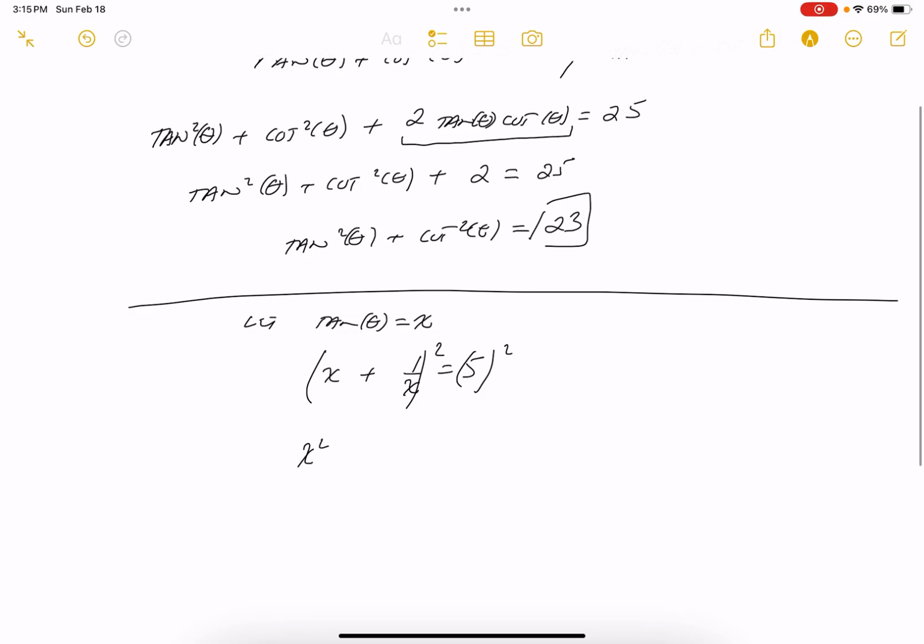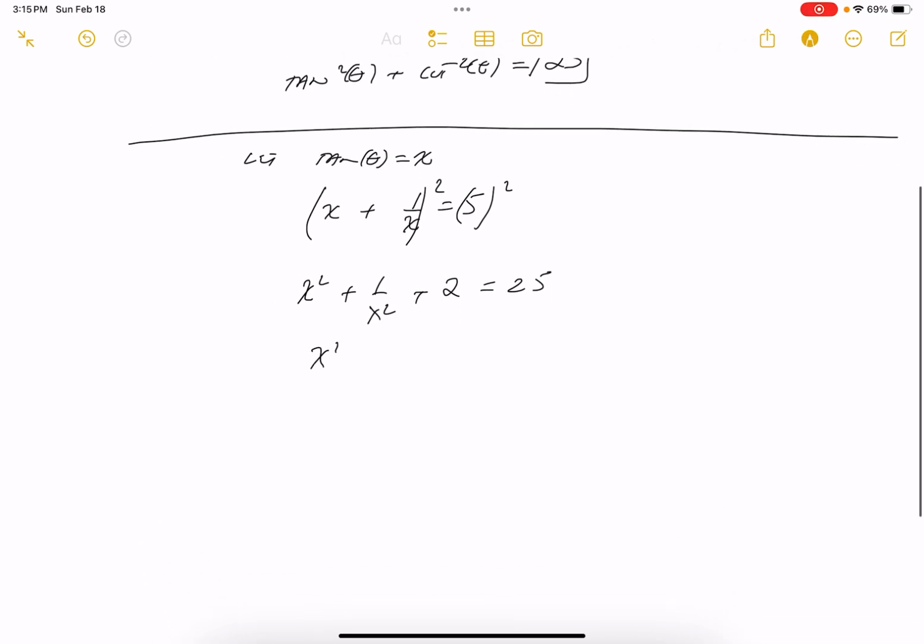You get x squared plus 1 over x squared. And again, what do you get? You get the x times 1 over x, which would be 1, and you get 2 of those, so plus 2 equals 25. What does this give you? X squared plus 1 over x squared is 23. Now, the understanding is that you know what the question was, what the tangent squared. Well, I got that down. And 1 over x squared is just cotangent squared. That's still 23.